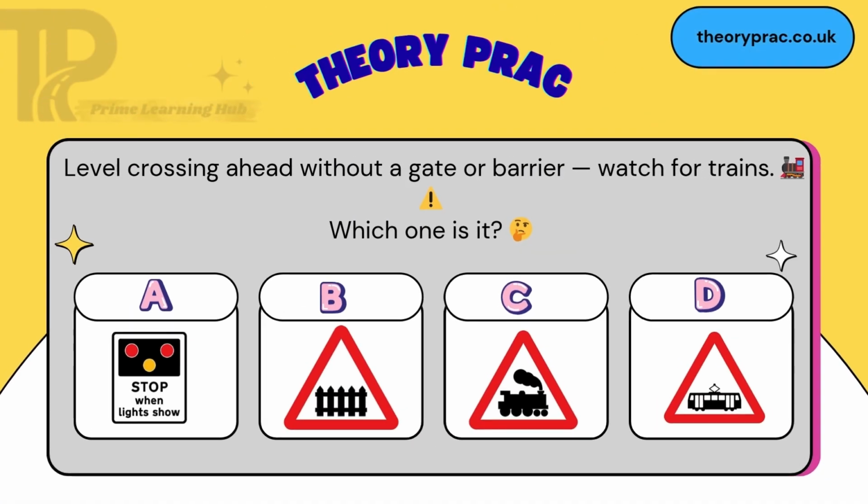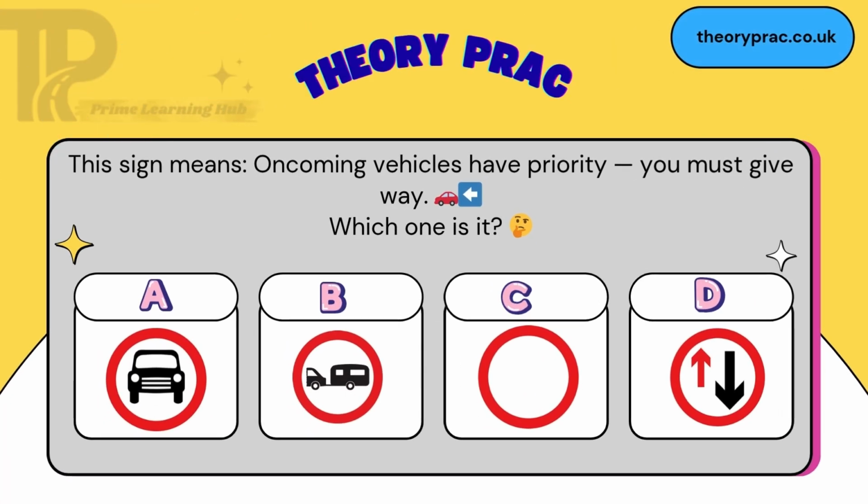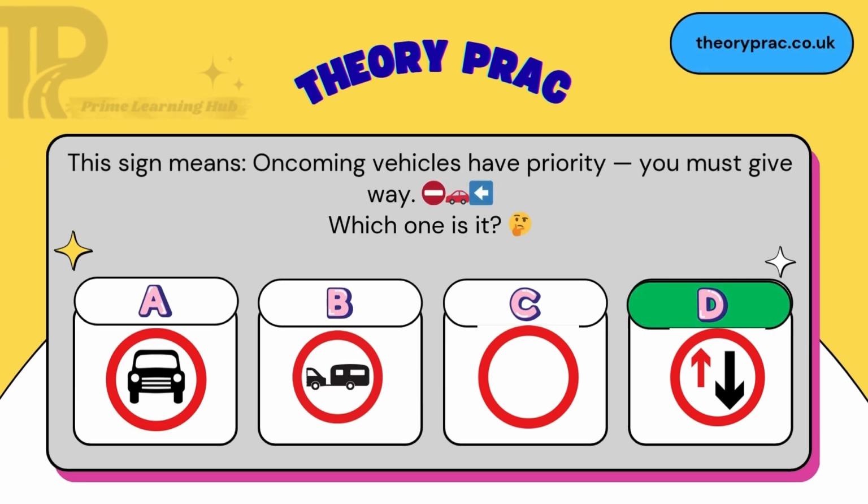Level crossing ahead, without a gate or barrier. Watch for trains. Which one is it? The correct answer is C. This sign means oncoming vehicles have priority. You must give way. Which one is it? The correct answer is D.